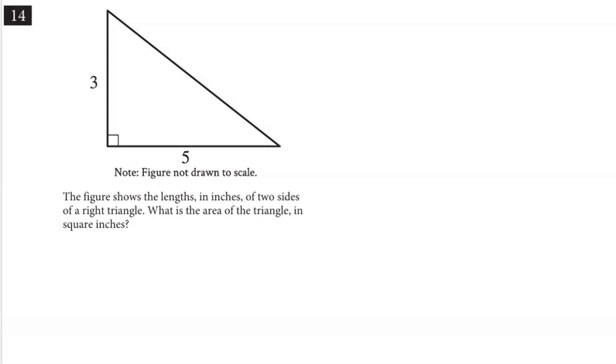Question 14. The figure shows the length in inches of two sides of a right triangle. What is the area of the triangle in square inches? This figure is not drawn to scale, but I have what I need, the height and the base. So 1/2 times 5 times 3, that's the area. So this is going to be 15 divided by 2. So you can give your answer as 7.5.